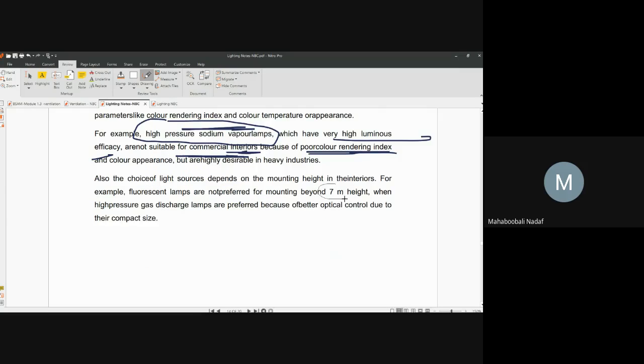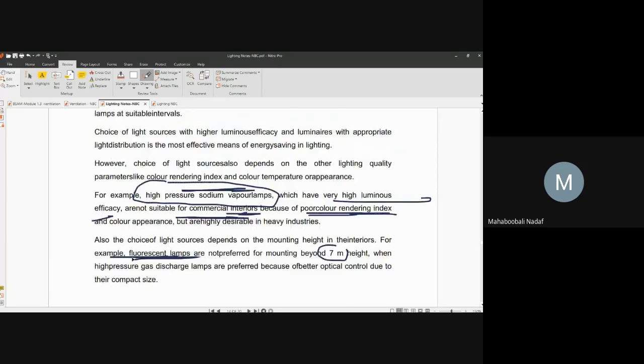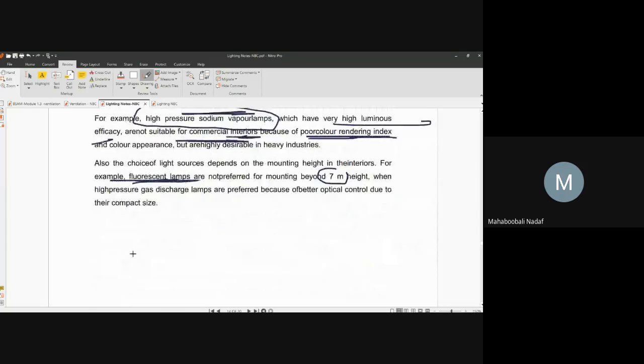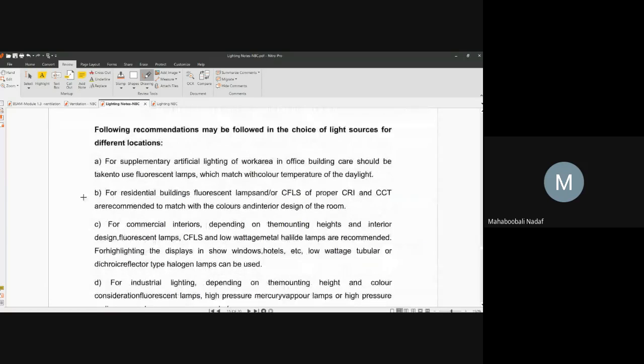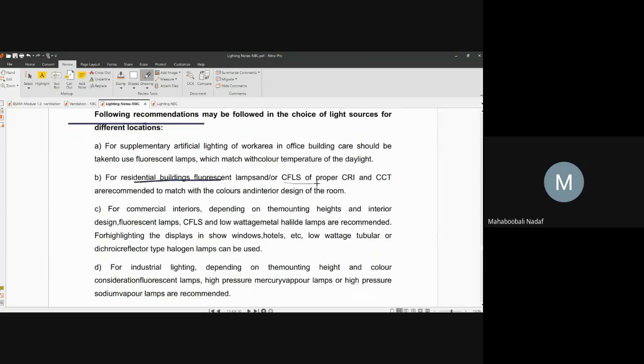Standard mounting height is 7 meters for whatever the bulb may be. Okay, what other point? Following recommendations, these are some of the very common recommendations. For residential buildings, CFL, proper CRI, CCT. What is proper CRI, CCT? I know what CCT is. Okay, construction technology, your branch name, your USN is there, no? CCT.